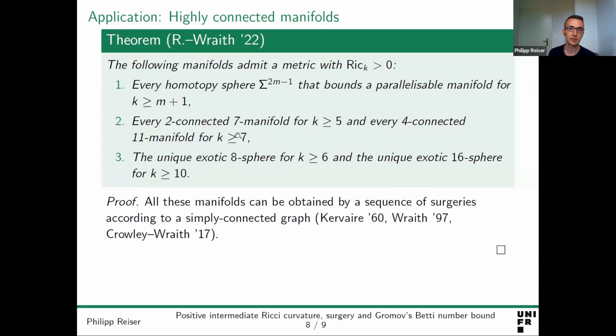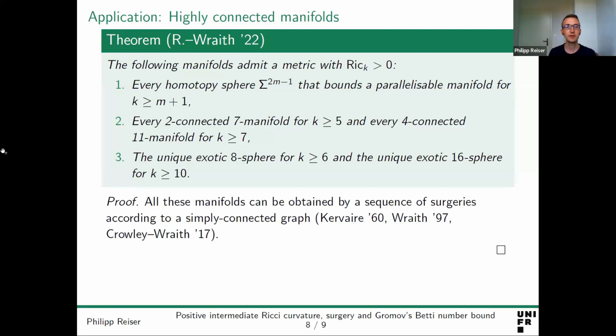And for these 2-connected 7-manifolds and 4-connected 11-manifolds, it was shown by Crowley and Wraith that they can always be constructed by such a simply connected graph. And in particular, in this way, we can also construct very large Betti numbers. So the middle homology group can be any finitely generated abelian group in this case.